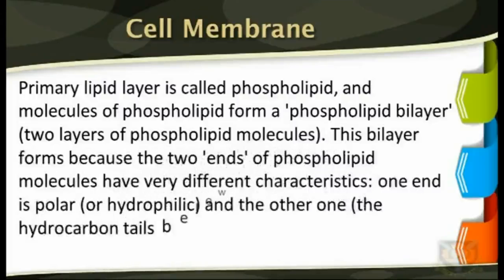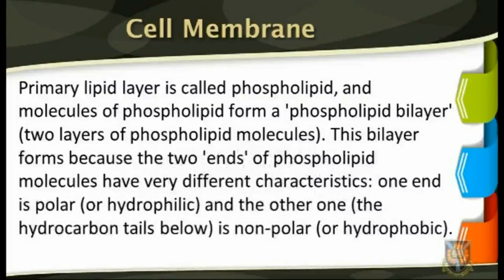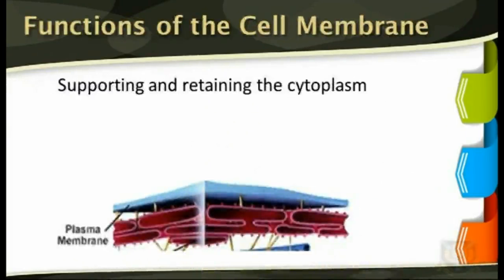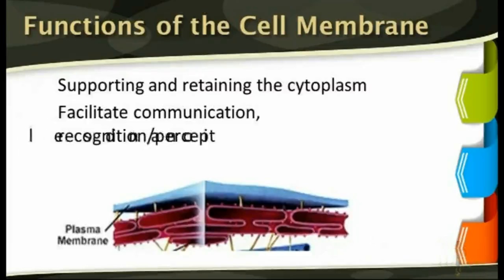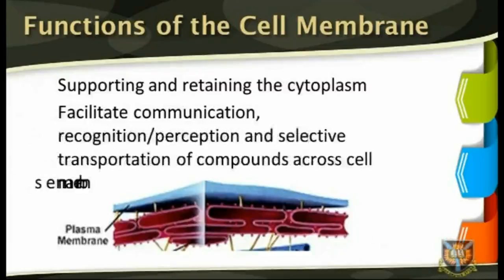This bilayer forms the 2 ends of a phospholipid molecule. They have different characteristics. One end is polar or hydrophilic, and the other one, the hydrocarbon tail below, is nonpolar or hydrophobic. Functions of the cell membrane include supporting and retaining the cytoplasm. In order to perform the latter function, it is important to note that the cell is separated from its environment and needs to get nutrients in and waste products out.